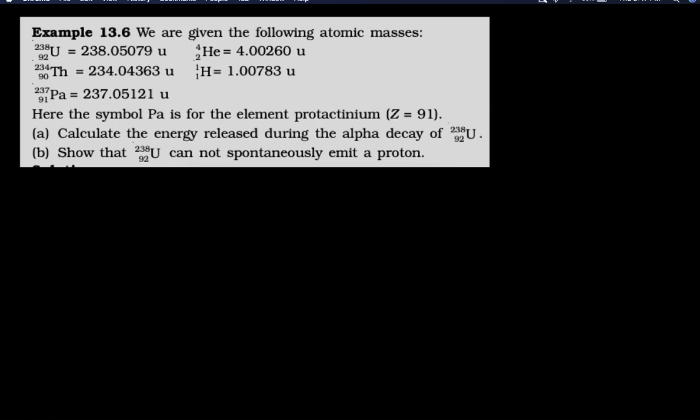Siddharth got for the first one, and that is not correct. The reaction is the same reaction which we have just written: uranium 92-238 emits an alpha particle, thorium gets created.